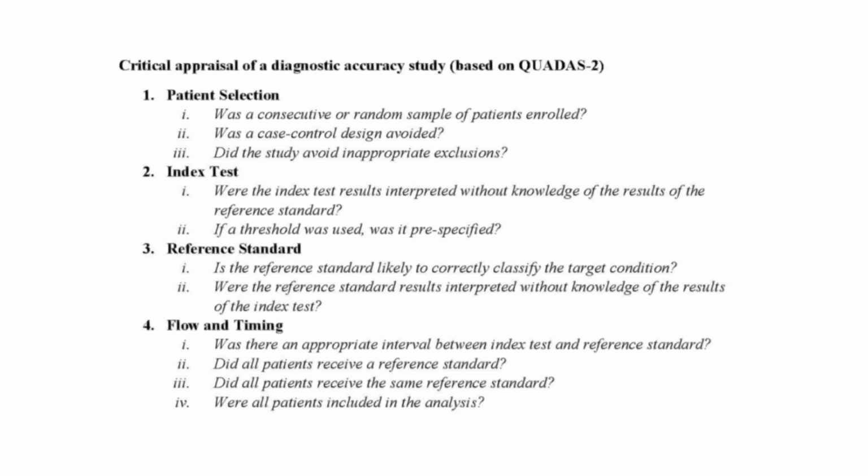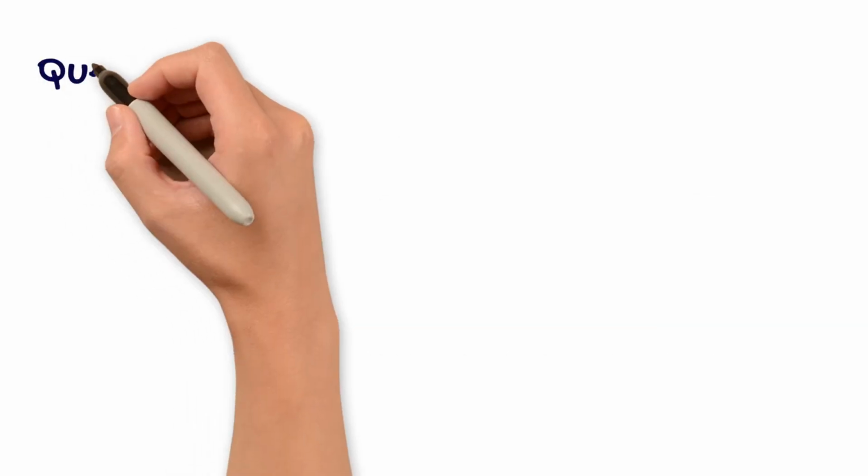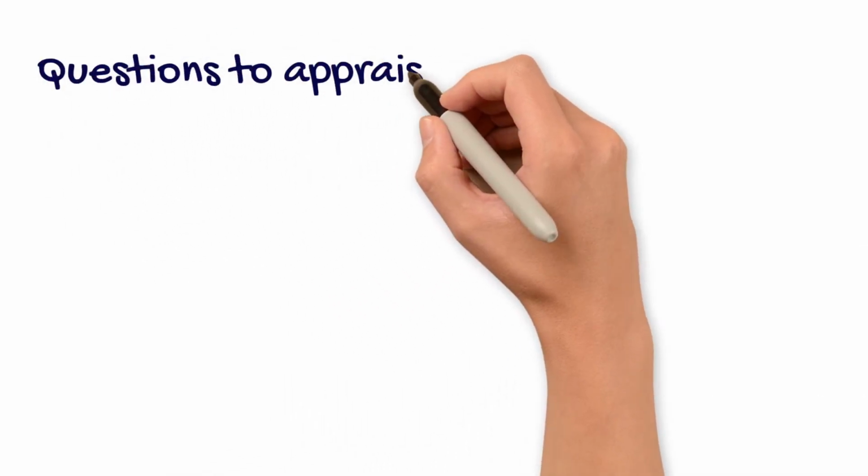Flow and timing. Flow and timing involve the sequence and timing of performing the index test and the reference standard in the study. It examines how the tests are conducted and the order in which they are performed to ensure accurate results. We will use questions to help us assess each of the 4 aspects.